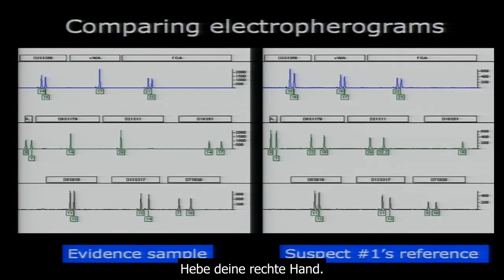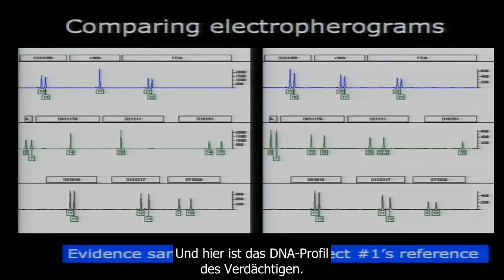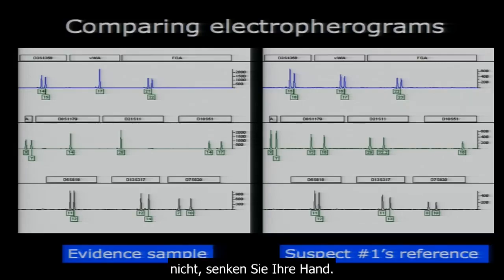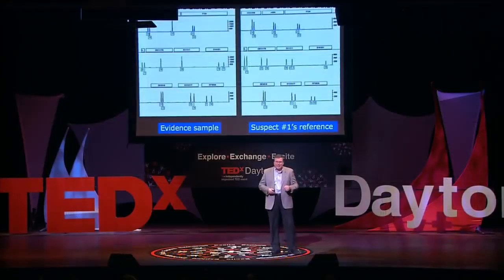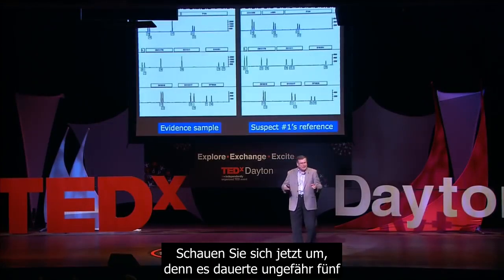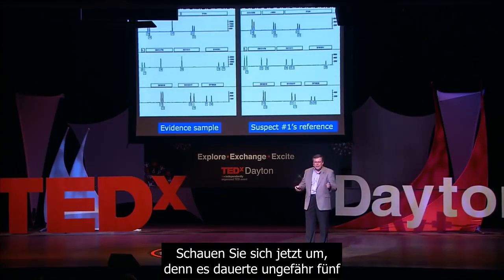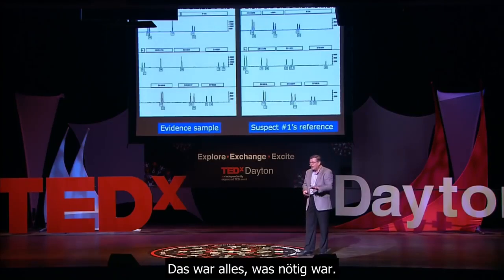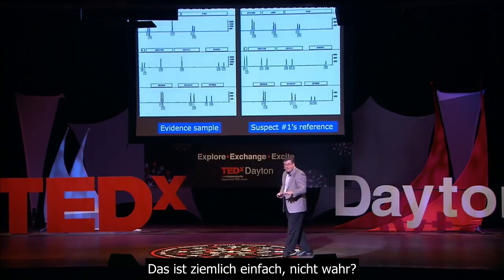Let's have you do that. Raise your right hand. Audience participation, right? And here's the suspect's DNA profile. When you figured it out, when you think you know if he's the source or not, lower your hand. Now take a look around, because it took about 5 seconds for almost everybody in this room to lower their hand. That's all that it took. This is pretty easy, isn't it?